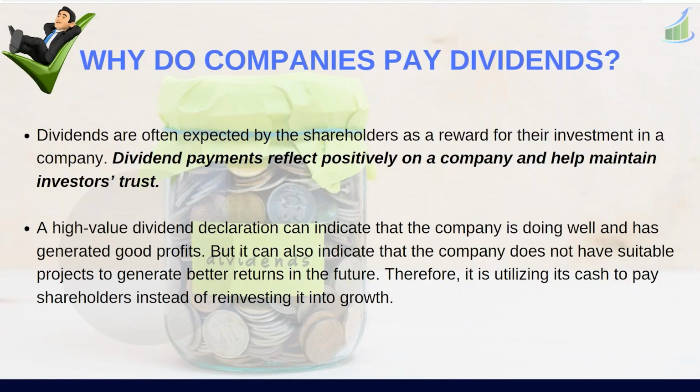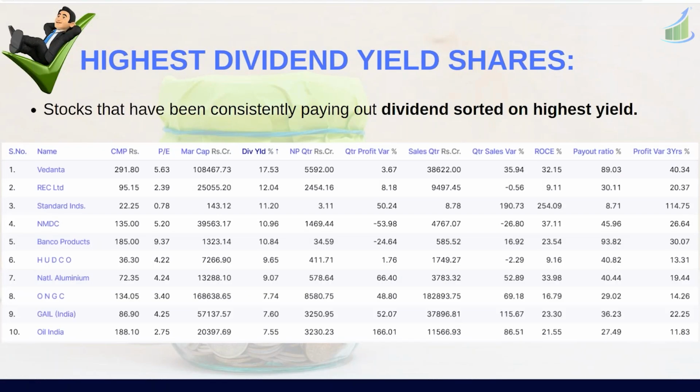Now in front of you, you have almost the 10 top companies which I've picked from screener.in. These are the top 10 companies in India which pay you good dividends, like Vedanta gives you about 17.5%. REC Limited 12%, Standard Industries 11%, NMDC 11%, Banco Products almost like 11%, Putco 9.65%, National Aluminium 9%, ONGC 7.75%, GAIL about 7.6%, and Oil India 7.55%. So these are some top companies which give you good returns.